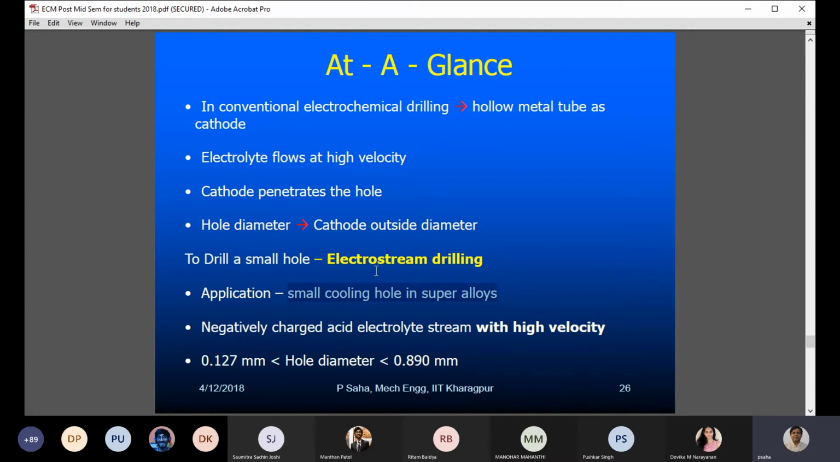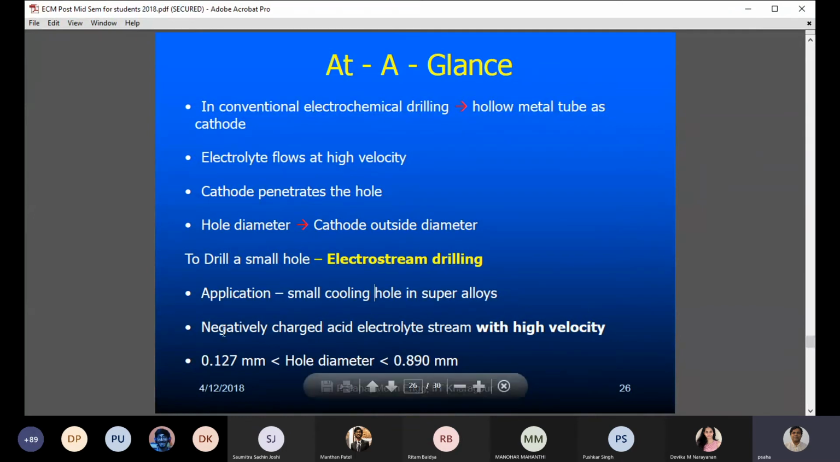What are the superalloys? If I ask you to name superalloys, where they are applied: many of the nickel-based alloys could be superalloys, like Inconel. There are different grades of Inconel, and they are all superalloys. Then Hastelloy, that is also a superalloy. They have different applications in power generation, turbine making industries, aerospace industries, and so on. So these small cooling holes can be made by the electrostream hole drilling process.